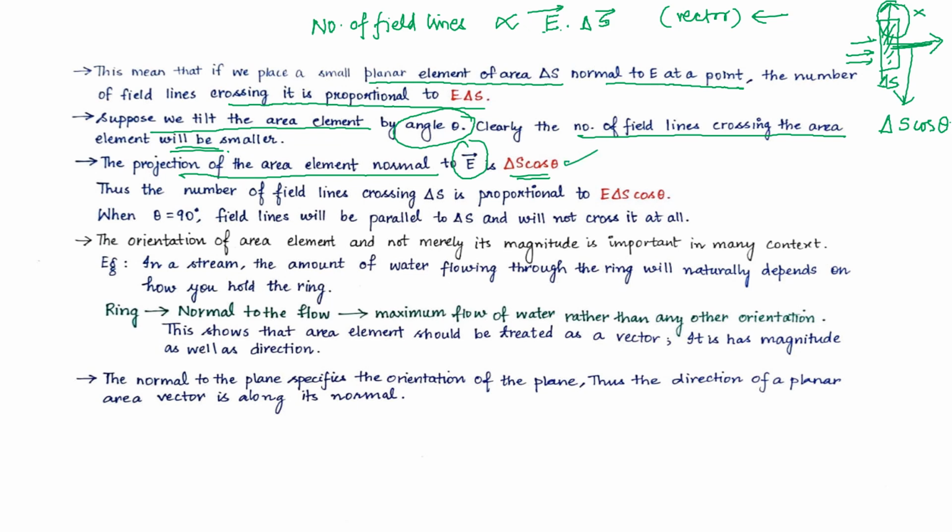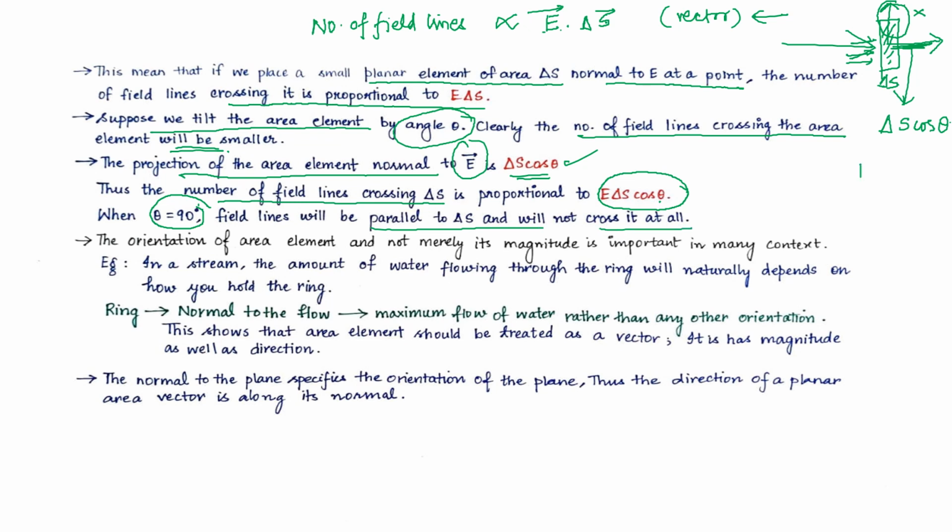Now the number of field lines crossing del S is proportional to E del S cos theta. They are proportional to this because, see, electric field lines are coming from here, they are parallel to this, and hence with respect to this only we can find out the amount of lines which are passing through our surface area. Now when theta is 90 degrees, field lines will be parallel to del S and will not cross it at all.